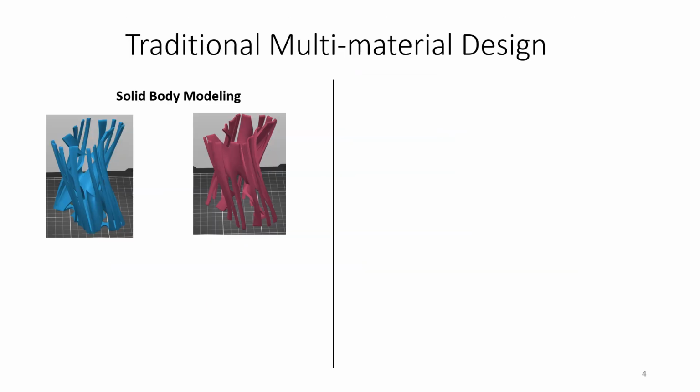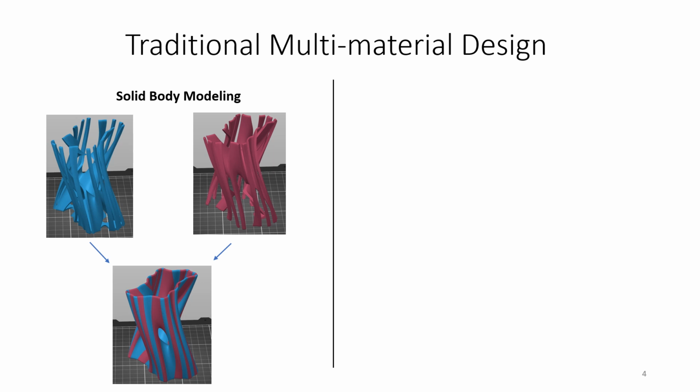So how does traditional multi-material design work? Well, it's centered around solid body modeling. This is primarily an artifact of historical 3D modeling, where we cared more about what the surface of an object looked like rather than the composition within it. So typically, if I want to print an object with two materials, I'll create two separate bodies that represent each discrete material region. I'll make them coincidental in slicing software, and then I'll slice that.